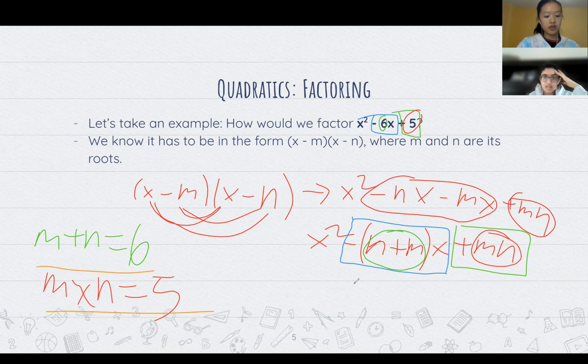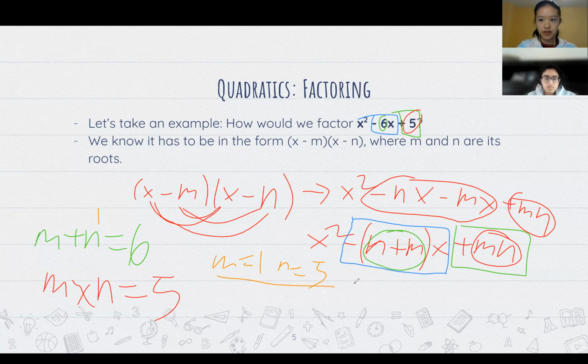I'm walking you through step by step, but basically once you know that m plus n must equal 6 and m times n must equal 5, then you can try a couple of things, or you could just use some intuition. You might try, if m is 1, then according to this one, n must equal 5. And that actually satisfies the second equation as well. So then that tells you that m equals 1 and n equals 5.